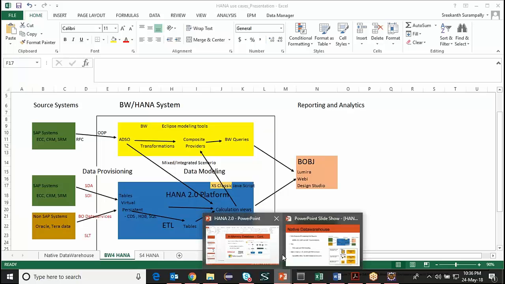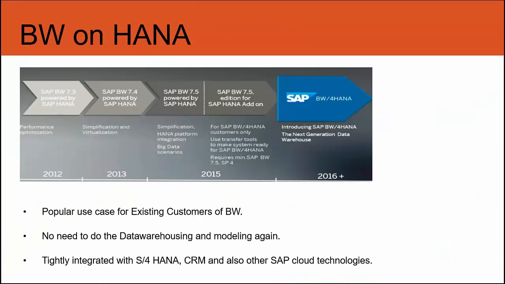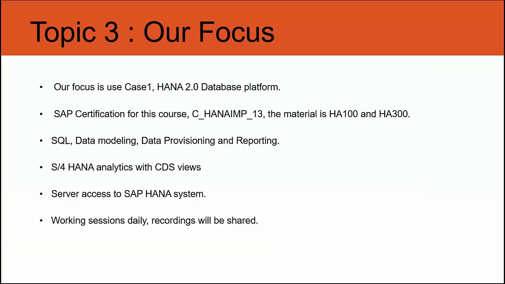What is our course objective? Coming to the topics, explain all the use cases as for BW and native, and my focus is going to be use case 1, database platform, and this is a certification HANA MP13, material is 100 and 300. I'm going to cover all these topics in these two books, and then you're good for SAP certification at the end of this course. I also give several previous dump questions to explain to you, and then it becomes easy for you to write the certification. The topics we're going to look at are SQL, data modeling, provisioning, and reporting.